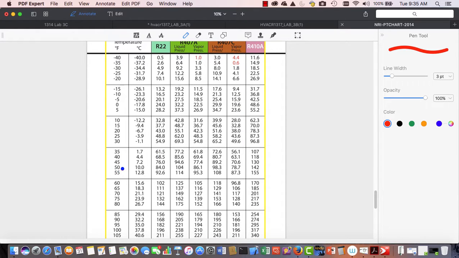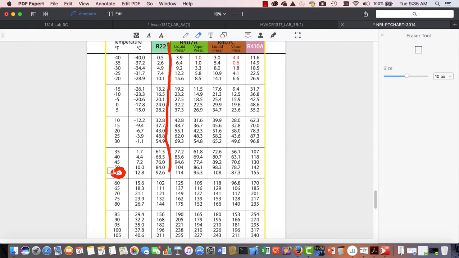So our temperature is 55 degrees. It's right there. Let me get rid of some of this line. Okay. So what we do is we come down the R22 chart to the pressure that's to the right of the temperature, where the two lines intersect.